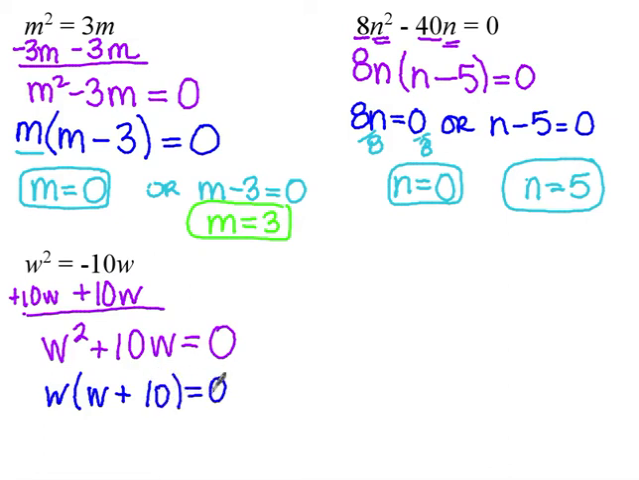So my two solutions will be what? 0 and what else? And negative 10. Now you could write them as, sorry, I should have written them the other way. So either w equals 0, or w equals negative 10.